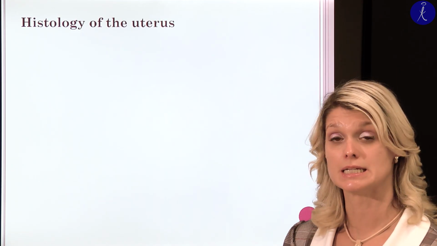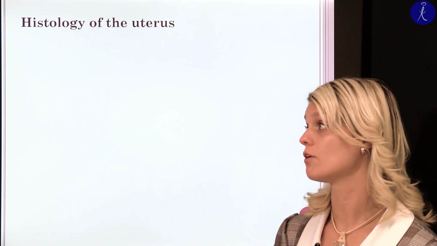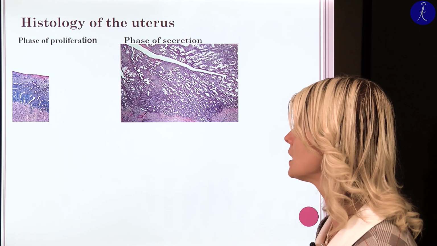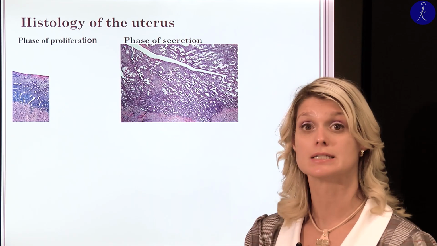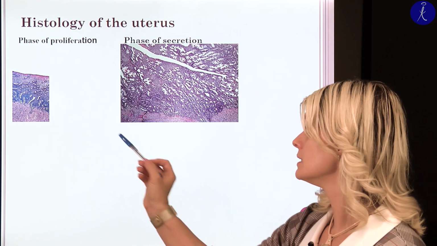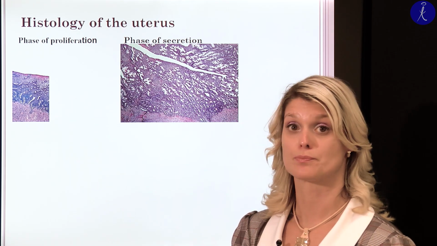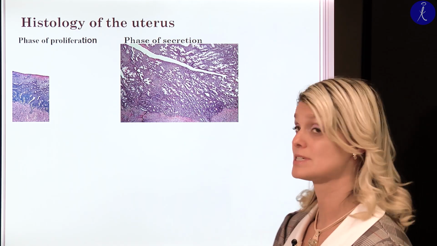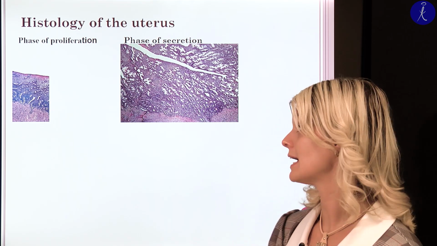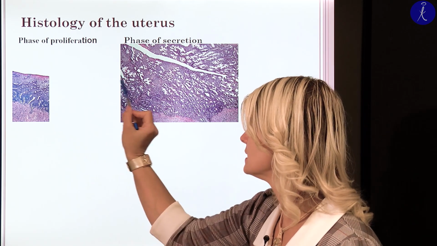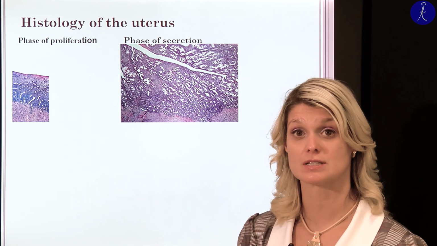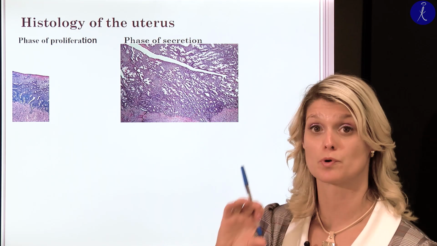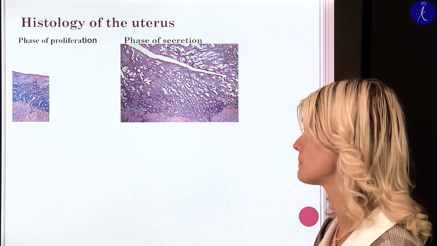So here you can see again the histology of the endometrium. We can see two slides there. The first is from the proliferative stage, and the second is from the secretory stage of the endometrium. You can see that we have very huge differences. The second part is much thicker compared to the first one.